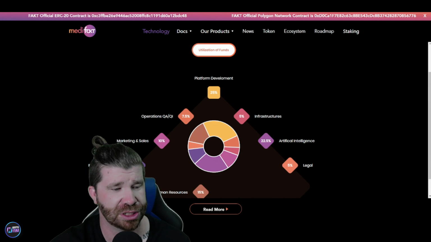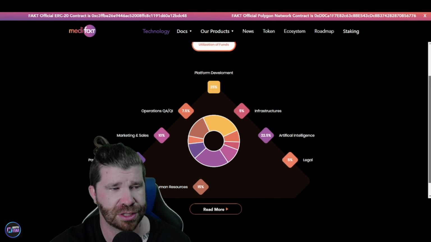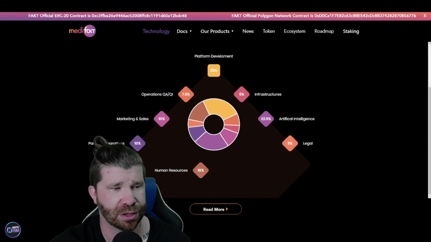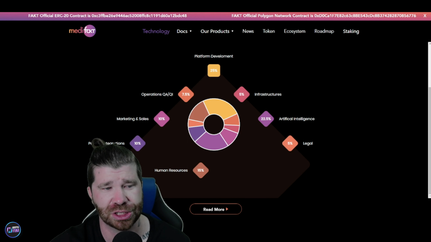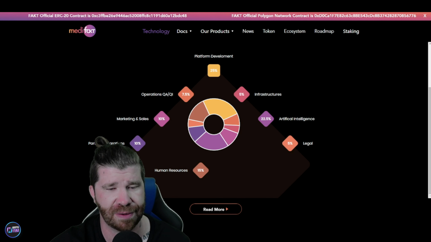So here's the utilization of the funds. Let's actually talk about this real quick. So platform, 25%, partner, 10%, marketing, sales, 10%, operations, 7.5%, infrastructure sitting at 5%, artificial intelligence at 22.5%, legal at 5%, and human resources is at 15%.